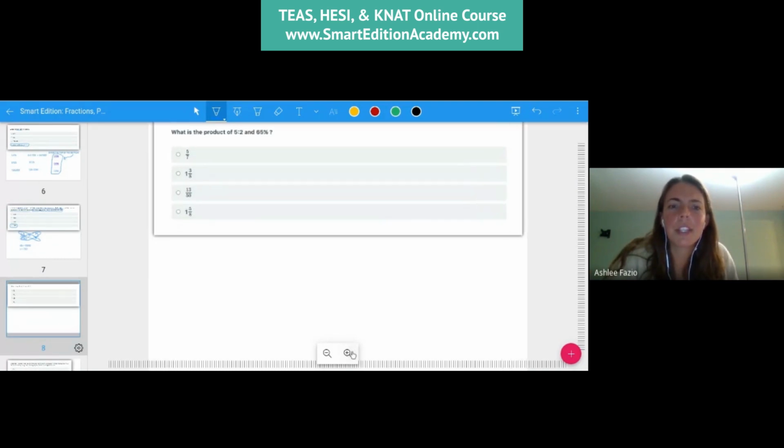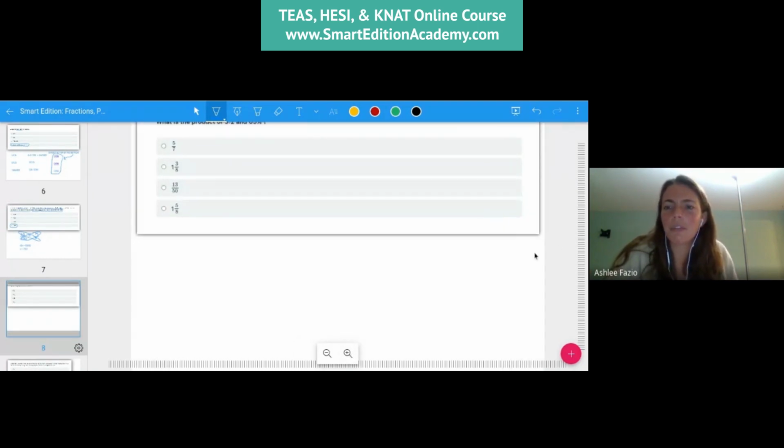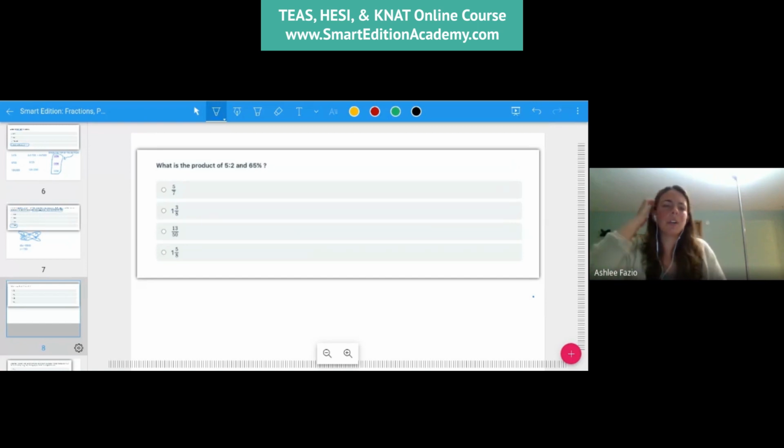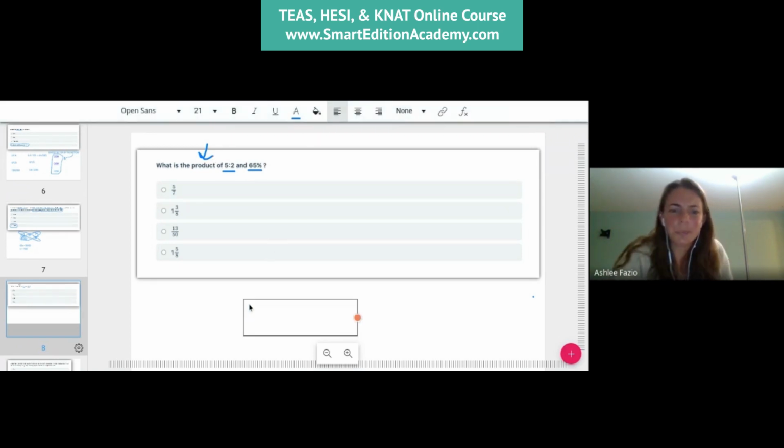Okay, move along. This is another one that might be good for you to test how you feel about all the ratios and percents and converting back and forth. It says, what is the product of 5 to 2, that's our ratio, and 65%? So it's important to know what this word means, right? Product means multiply. So basically we're going to have to do 5 to 2, and multiply that by 65%.